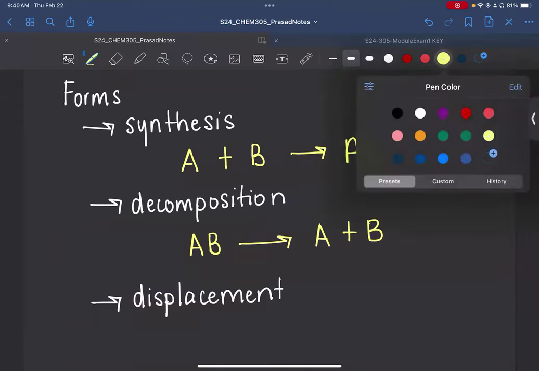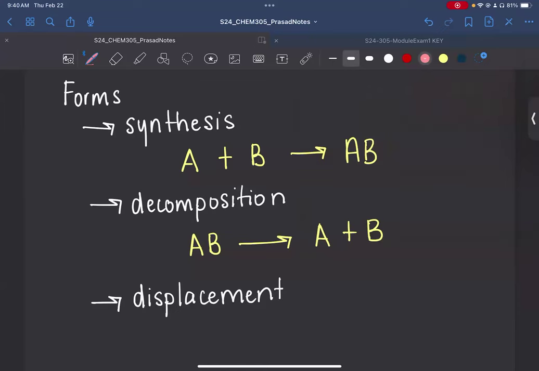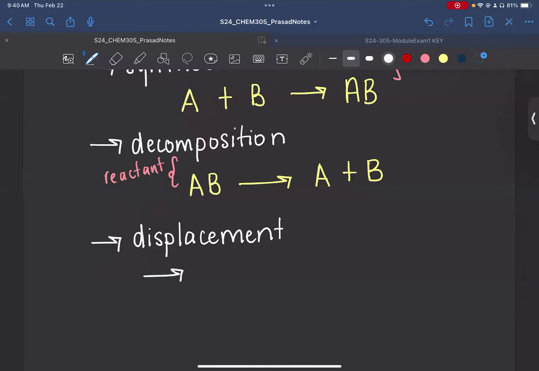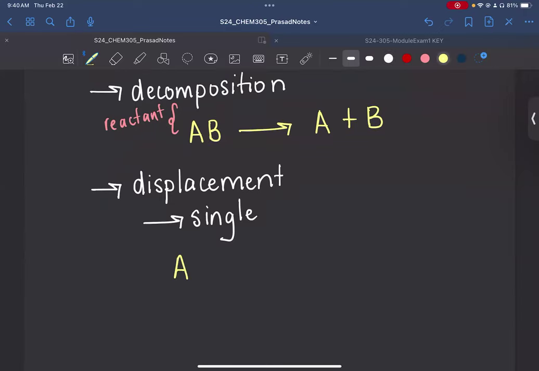Please note some of the terminology I've used. The right-hand side is referred to as the product side, and the left-hand side is referred to as the reactant side. The arrow tells us the direction. In the case of displacement, there are actually two types. In the first one, single displacement, an element displaces another element that is already within a compound. In other words, when A reacts with BC, you form AC plus B.